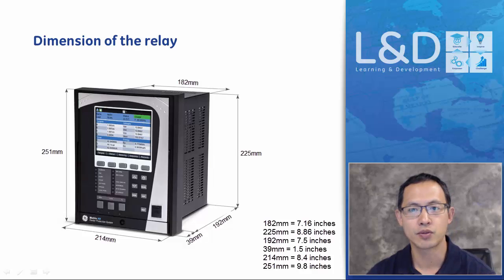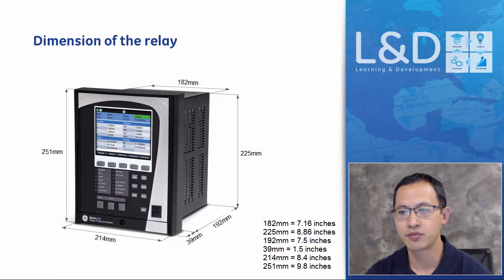The dimension of the relay, which is the same cutout as the old SR relays like 750, 469, 745, and 489. The front panel portion dimension is 9.9 in height, 8.42 in width, and depth is 1.55.